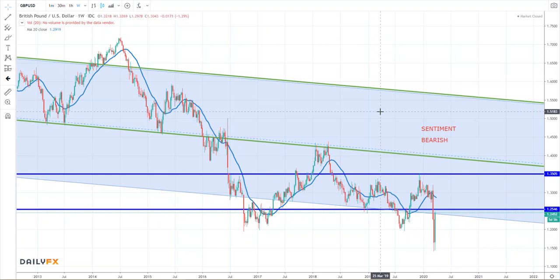Hey everyone, this is Ryan B with Practical Forex Trading. This is your weekly analysis for the pound versus the dollar. So the Great British Pound versus the US dollar. The date is March 29th, 2020.